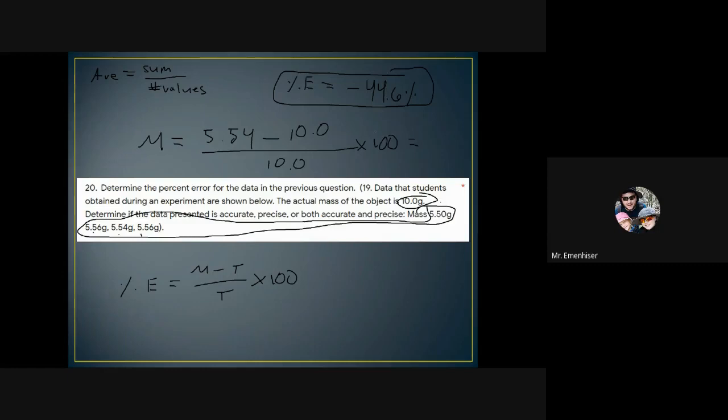So that means that we were too low. Obviously, we were too low. We had 5 instead of 10. So 44.6% error is a lot of error. So we were not accurate, and we were off by 44%. So we could have done better.